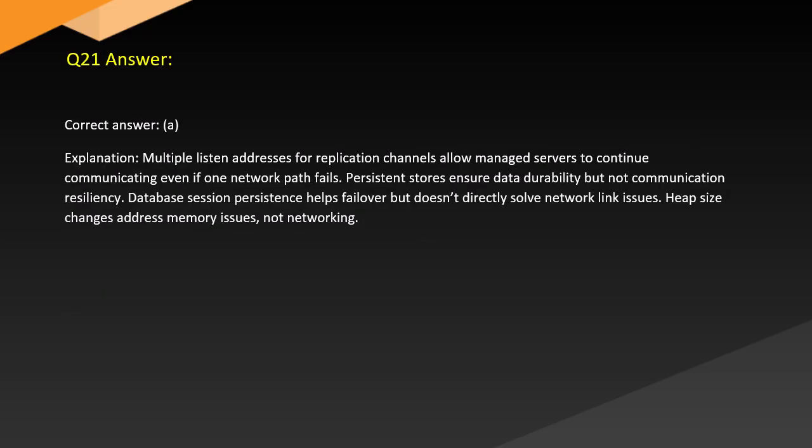Answer. Correct answer. A. Explanation. Multiple listen addresses for replication channels allow managed servers to continue communicating even if one network path fails. Persistent stores ensure data durability but not communication resiliency. Database session persistence helps failover but doesn't directly solve network link issues. Heap size changes address memory issues, not networking.